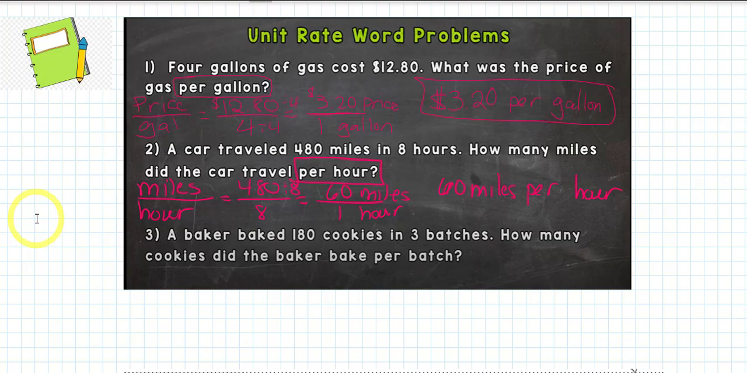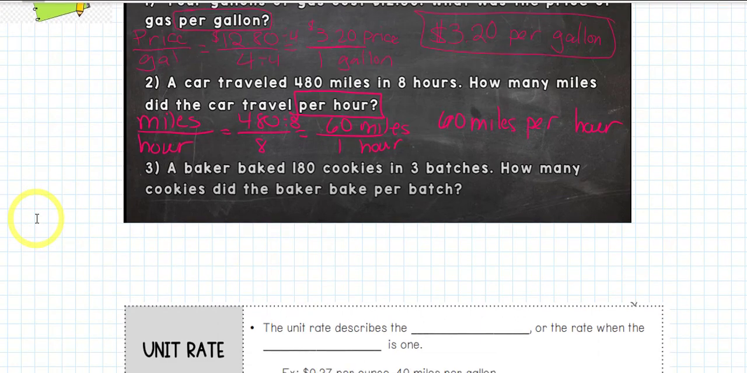For number 3, a baker baked 180 cookies in 3 batches. How many cookies did the baker bake per batch? So I want to focus on what is being asked per batch. That means for one batch. So batches will be my denominator. My numerator will then be the cookies.